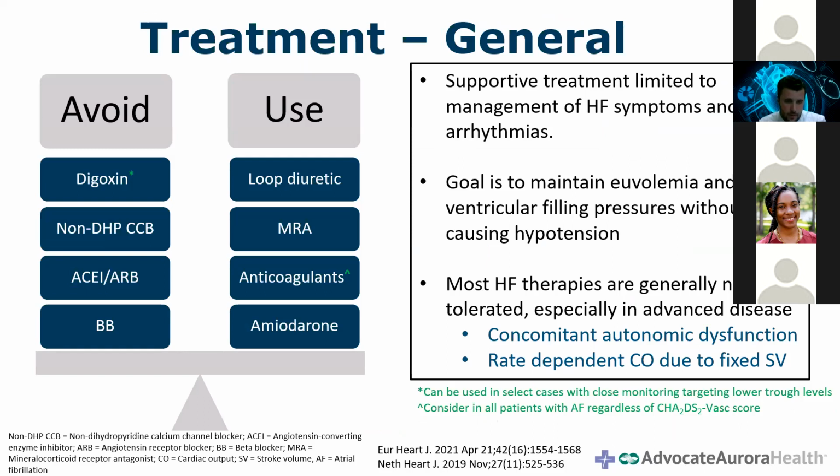Anticoagulants, both warfarin and DOACs, are given for patients with AFib or aflutter, and then given the high thromboembolic risk that's seen with amyloid, they're given irrespective of risk scoring. And then amiodarone is the antiarrhythmic of choice.